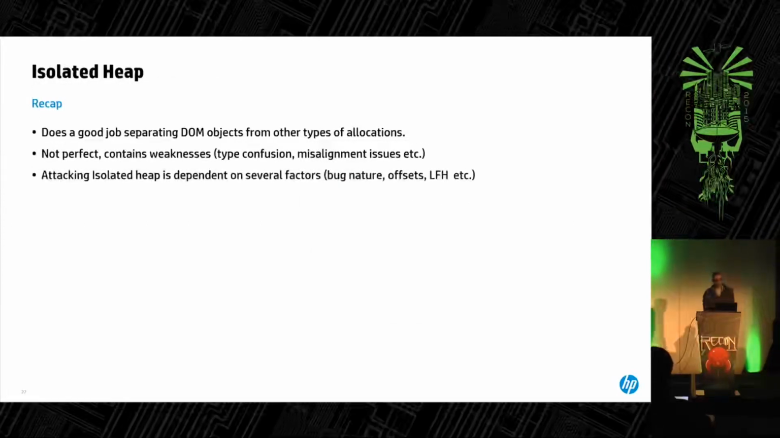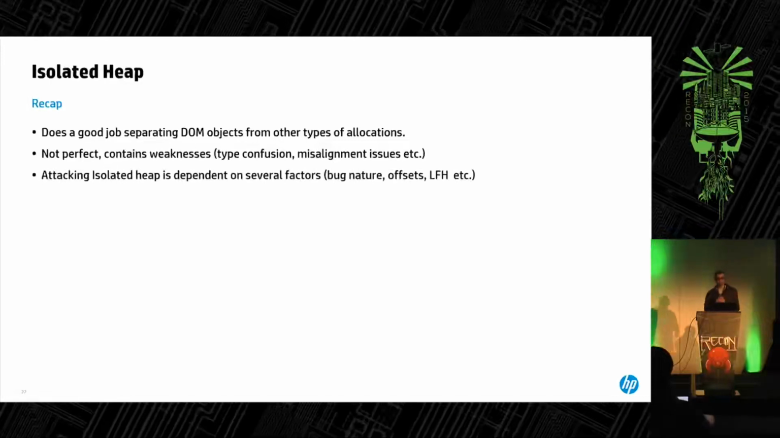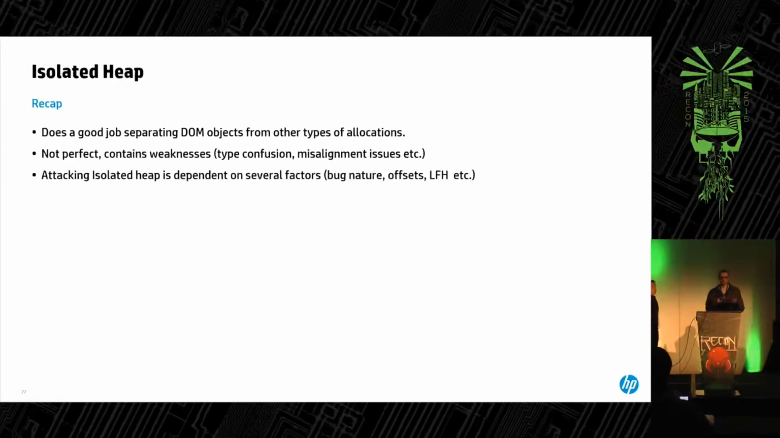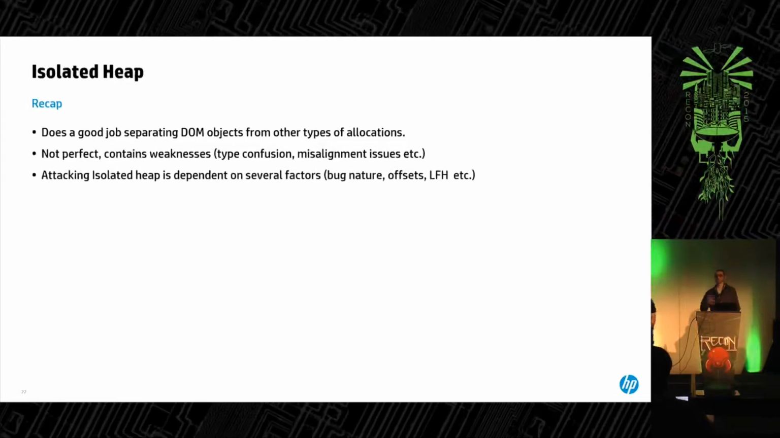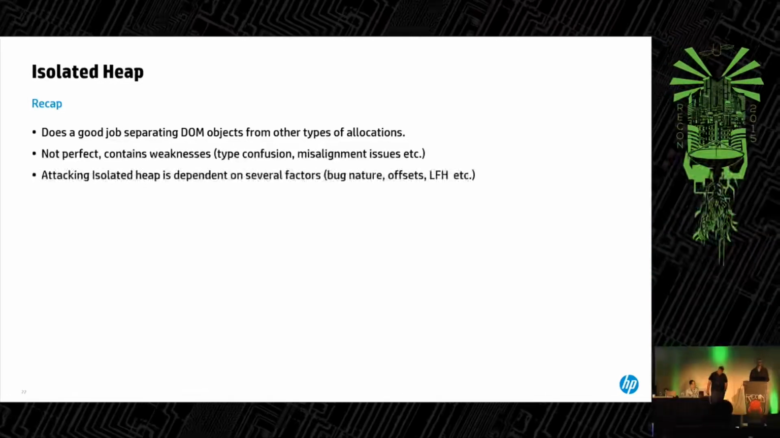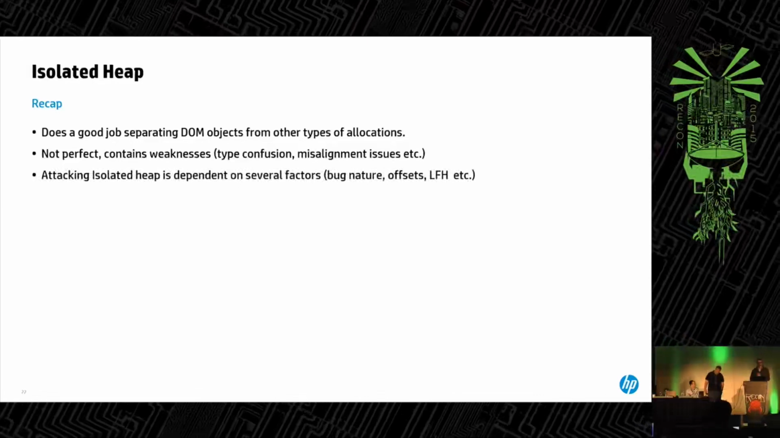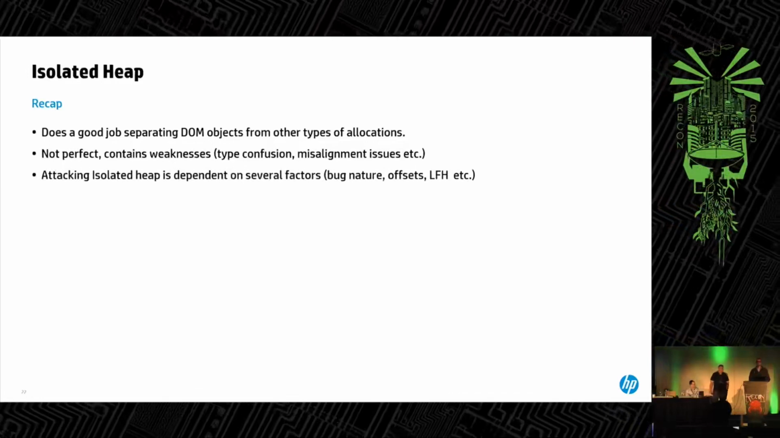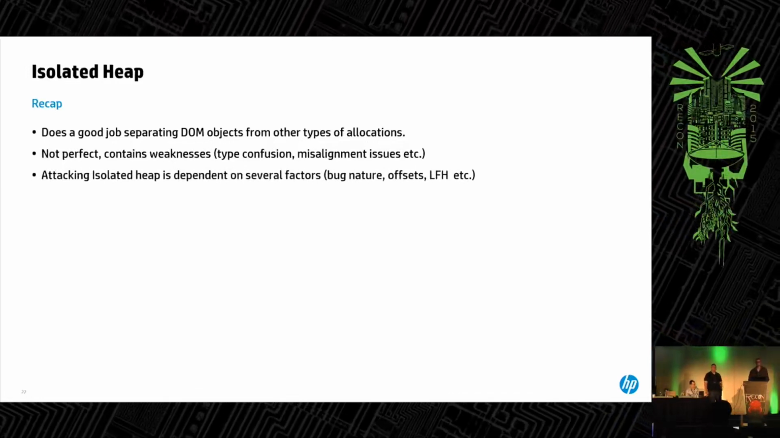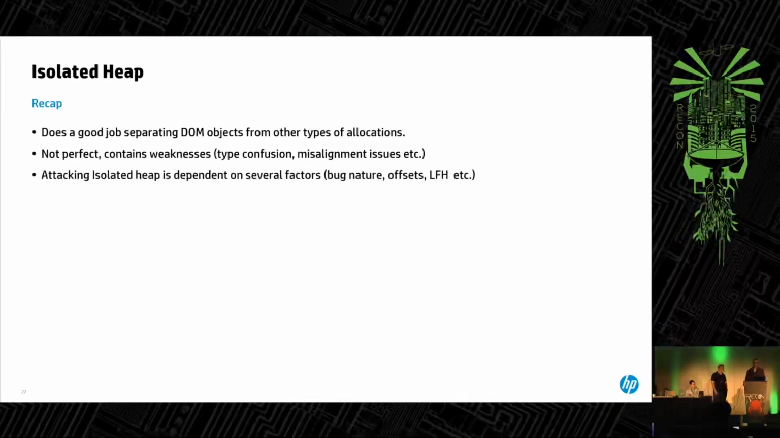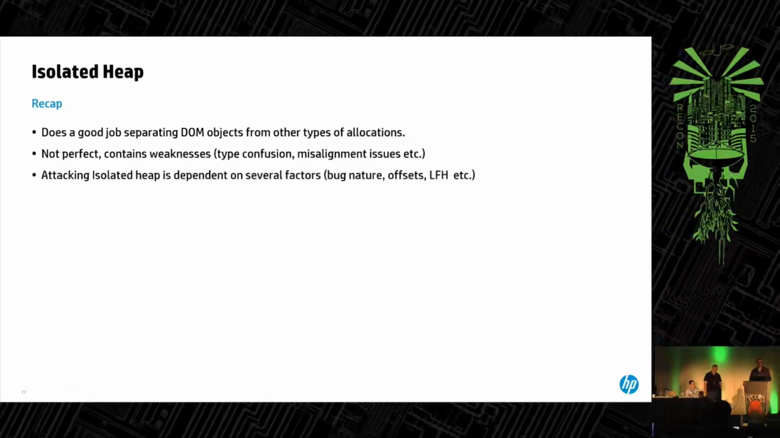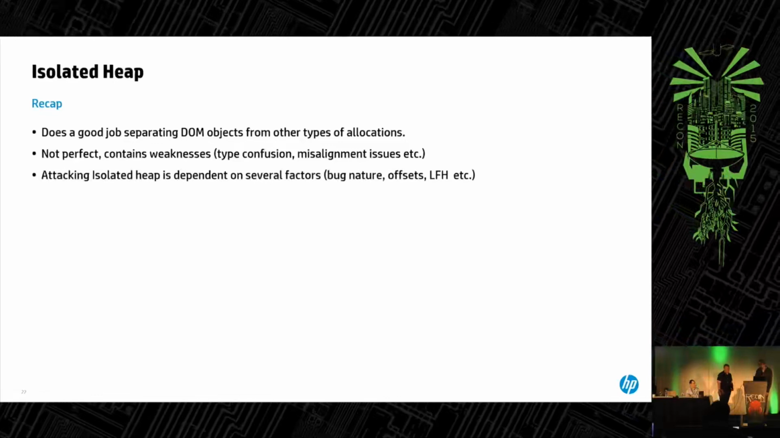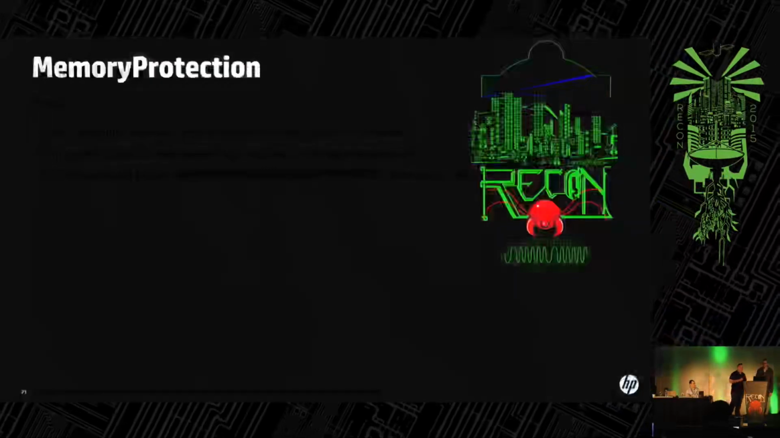So in a nutshell, just to wrap it up, isolated heap does a good job isolating certain DOM objects from other allocations. It's not perfect, it still has a lot of type confusion issues. It still has misalignment issues. Attacking isolated heap depends on several factors. It's more bug specific. We have to avoid low fragmentation heap as much as possible. And it depends on the offsets that are being dereferenced. So I'm going to give it back to Brian to discuss memory protection.